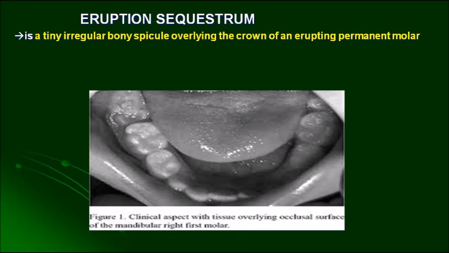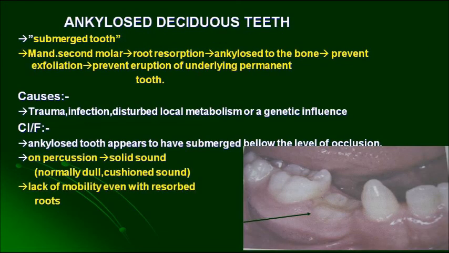Coming on to the last portion of part 2, that is developmental disturbances, the last topic, that is ankylosed deciduous teeth. Okay, so these are otherwise called submerged tooth. So look into that clinical picture, you can see the tooth is actually ankylosed to the underlying bone. Okay, so this prevents it from exfoliation. So the deciduous tooth wants to exfoliate, but it is being held on by the bone. Okay, so that is why ankylosed deciduous tooth happens.